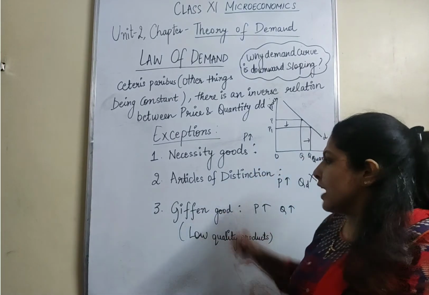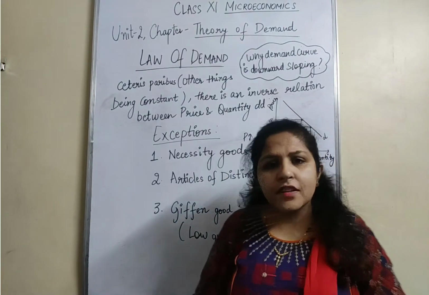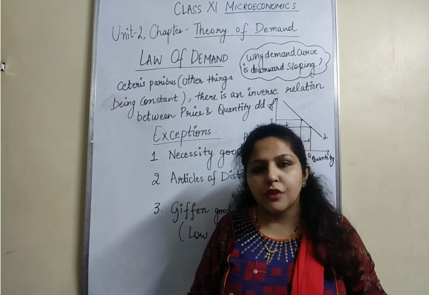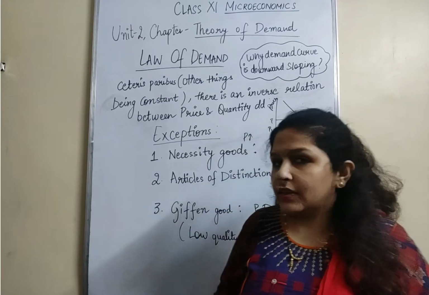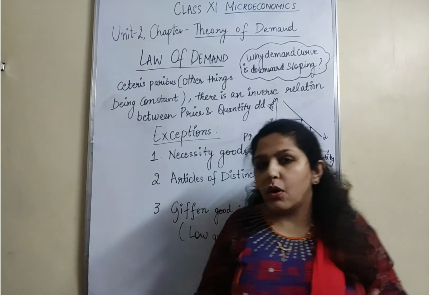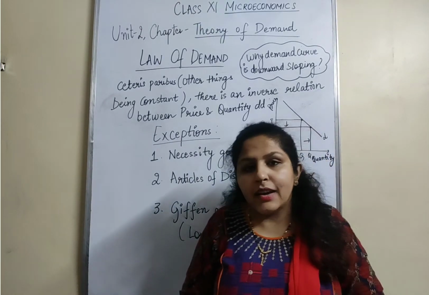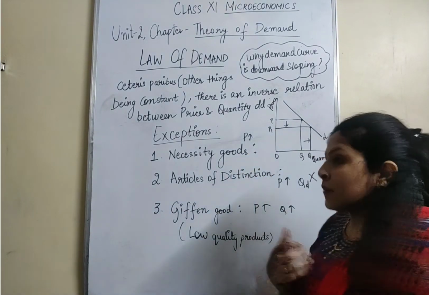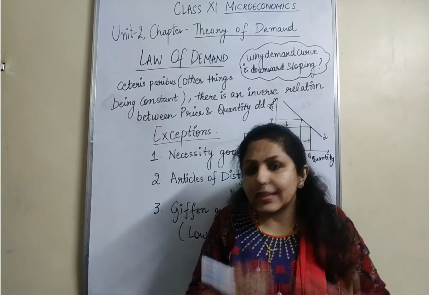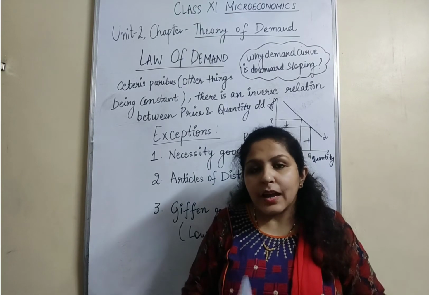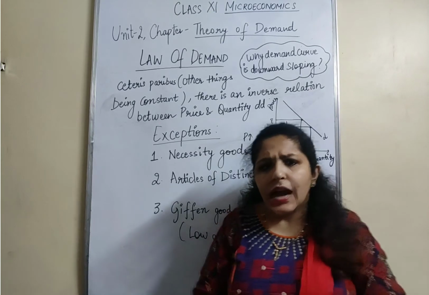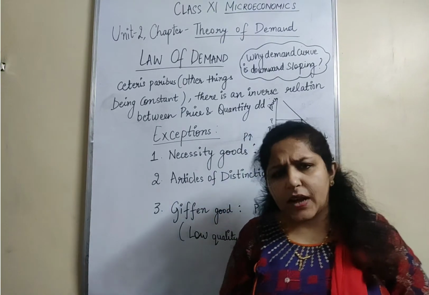Right? Next, I hope these two are clear. Next is Giffen goods. What are Giffen goods? At the time of the German war, there was an economist, Robert Giffen. He saw that people were eating low quality products, inferior goods, right? And their price was increasing, and people were increasing their demand for them, because at the time of war in Germany, the price was increasing for bread and potato. There was bad quality bread and very bad quality potato, right?